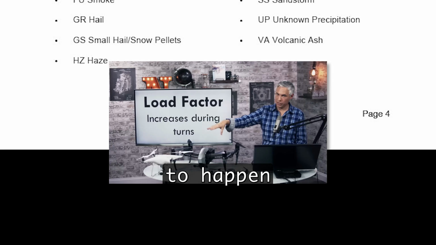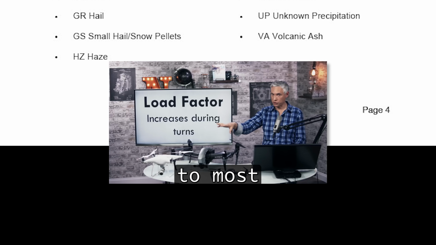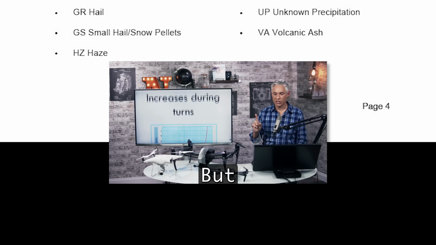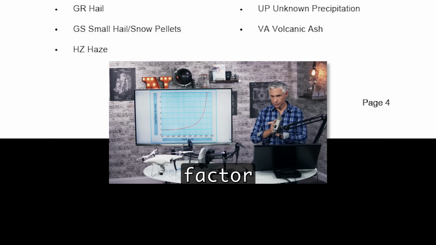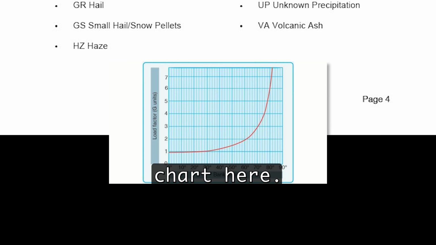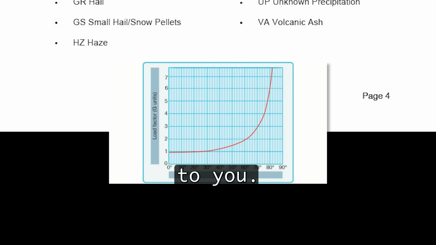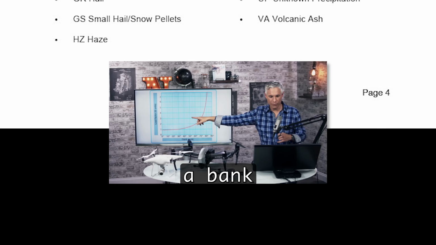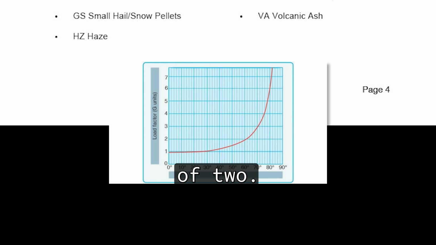It's not likely to happen in a quadcopter scenario, especially because you're not really adding extra weight to most quadcopters, nor are you banking like that. But they want you to understand that and be able to calculate the load factor on mostly fixed wing aircraft. So you'll see this little chart here, and if you get a question about it, they'll show this chart to you, and then they'll also show you an index that says, say, a bank angle of 60 degrees will give you a load factor of 2.